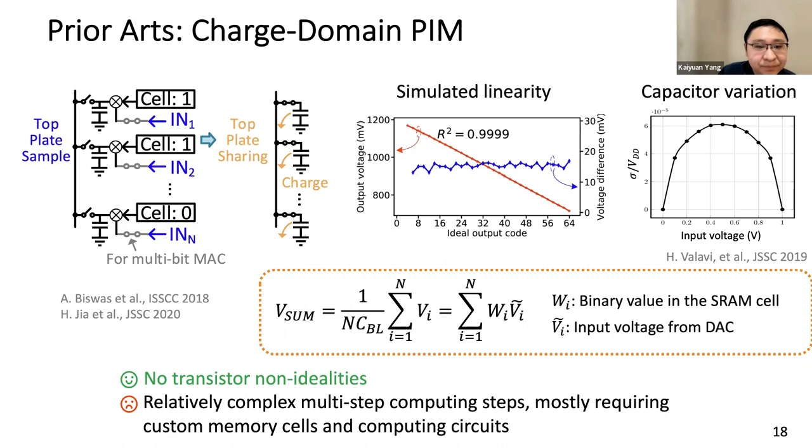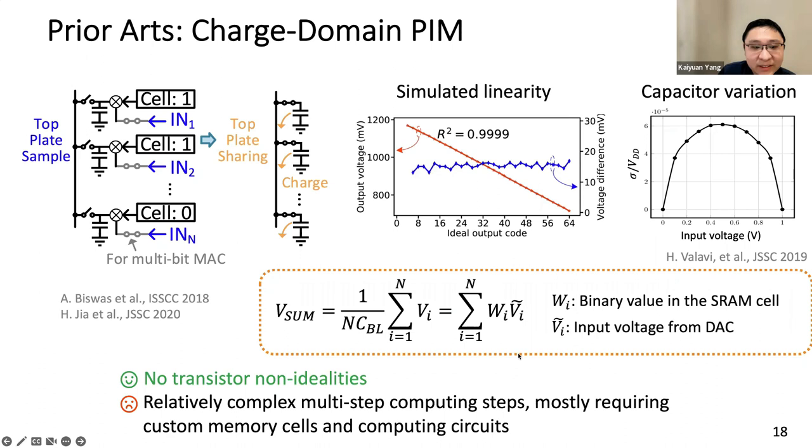With this one, as mentioned, because of the good linearity of capacitors, the simulated linearity is much better. In the same plot, the ideal output code versus the actual voltage you get, the derivative can be seen to be much more constant across the entire range. The capacitor variation still exists, but it is much smaller than the variation you get with active transistors.